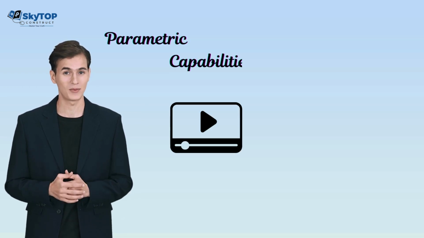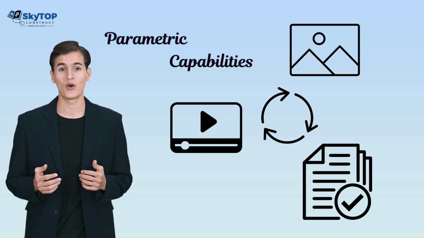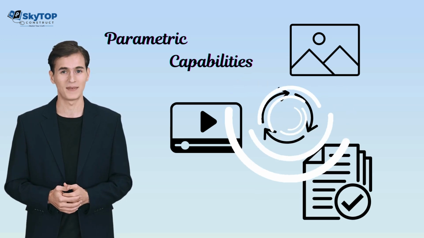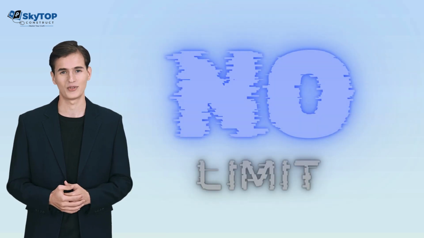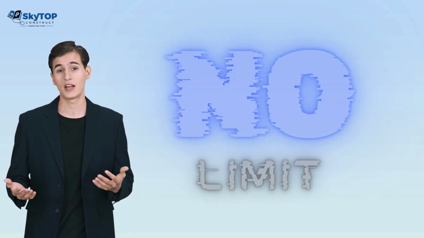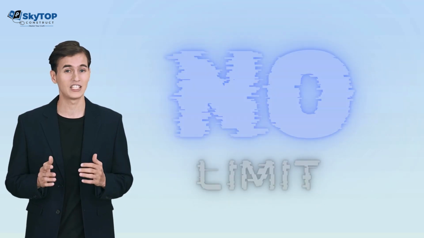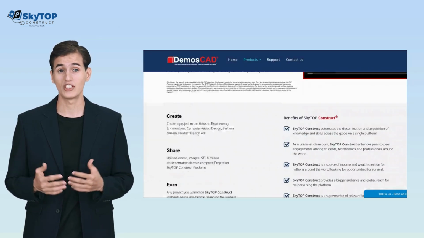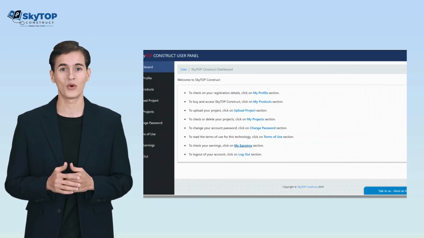AI-driven parametric capabilities. Access all relevant information from a single project with just a click, saving you time and money. Unlimited opportunities. There are no limits on the number of projects you can publish. Each unique click on your content generates income for you. Global reach. The platform is cloud-based and accessible worldwide from any device.